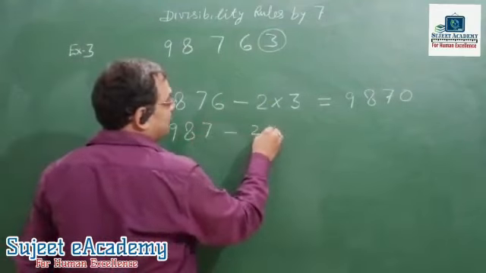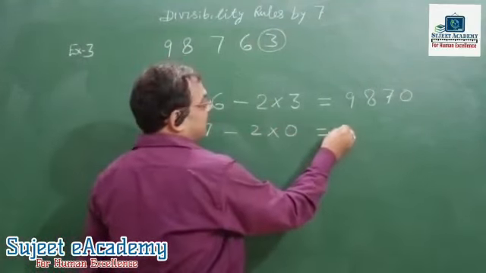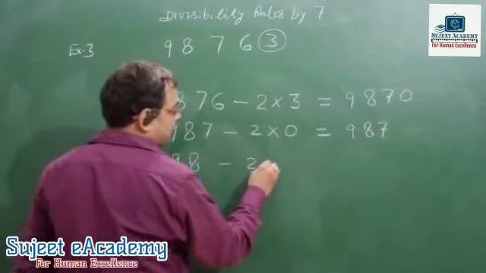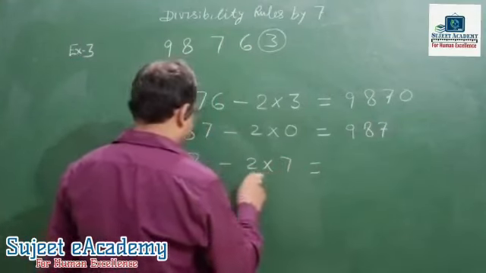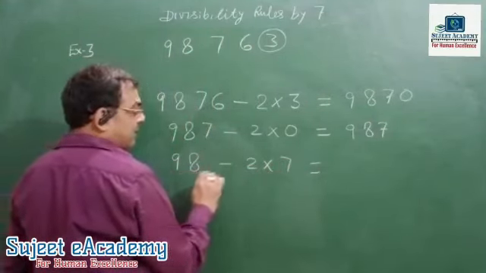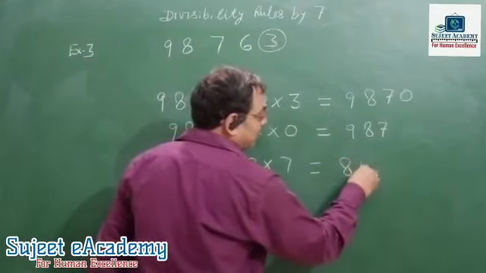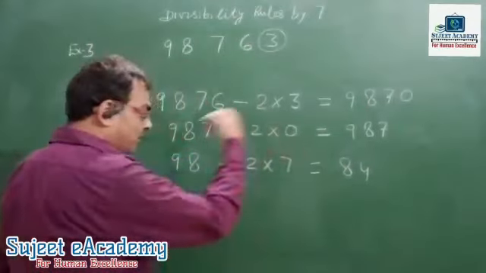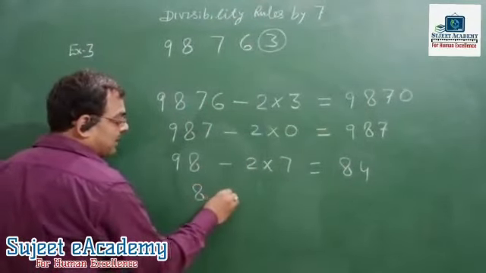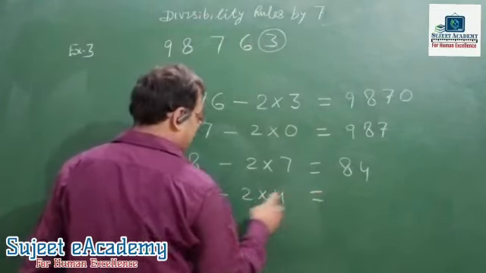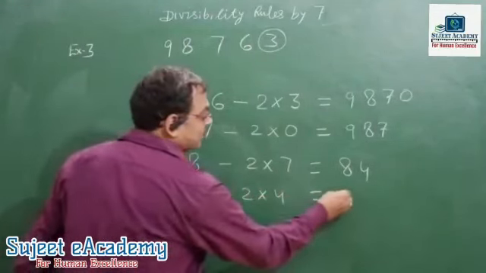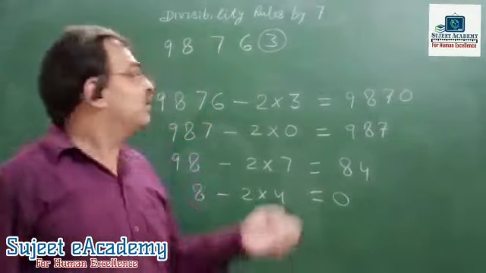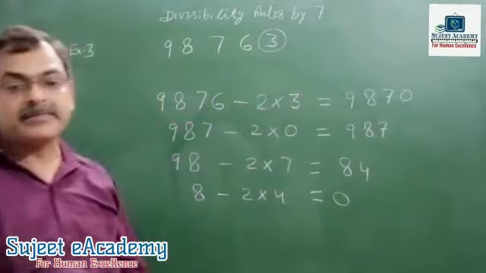987 minus 2 times 0 is again 987. 98 minus 2 times 7: this one is 14 and this one is 98. 98 minus 14 is 84. Clearly this is divisible by 7, but you go to the next step. 8 minus 2 times 4, which is 8. 8 minus 8 is equal to 0. We know that 0 is divisible by 7, so this number is divisible by 7.